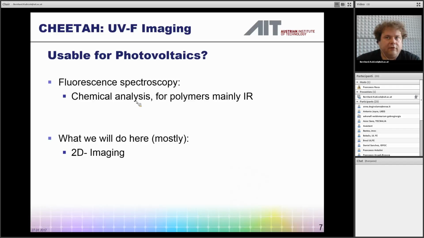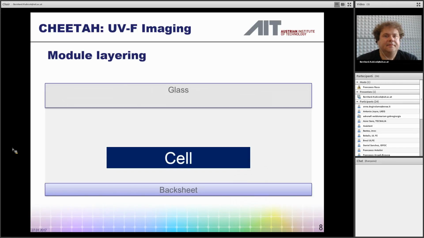How can we use this for photovoltaics? The most common way is to illuminate the material with a laser or a lamp or something and look at the spectrum at given points. And then what you can see is the material below is emitting something in the IR, typically for polymers. This is also not what we're going to look at. We will look at imaging, which is a sneaky way around having to own a spectroscopy setup.